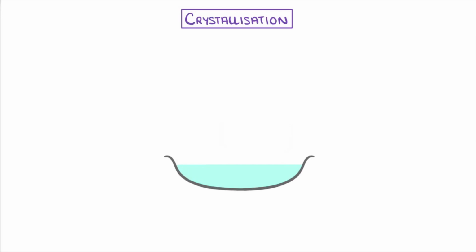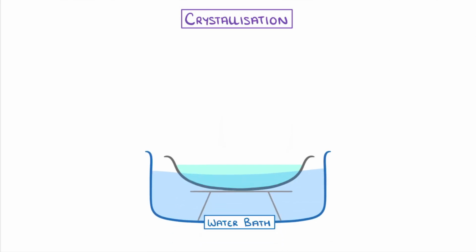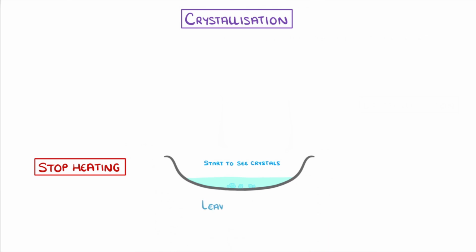This means that for solids that are susceptible to thermal decomposition, we have to use a slightly slower technique called crystallization. The first step is still to place our solution into an evaporation dish and heat it, but this time we need to heat it more gently, so we might use a water bath instead of a Bunsen burner. Then, once some of the solvent has evaporated and we start to see crystals forming in the solution, we stop heating it and leave it to cool.